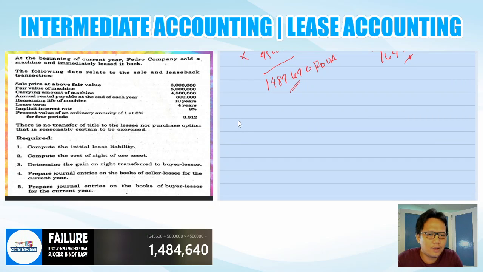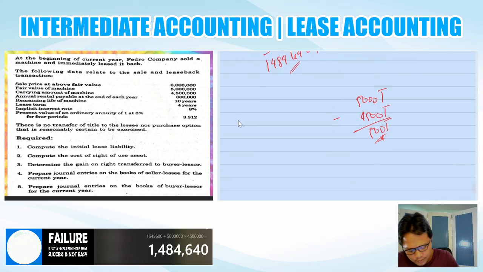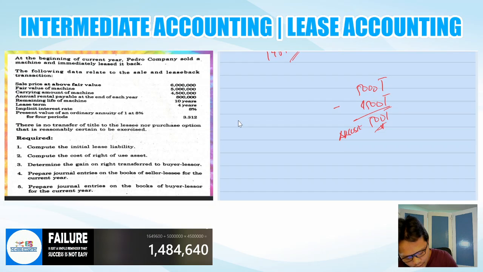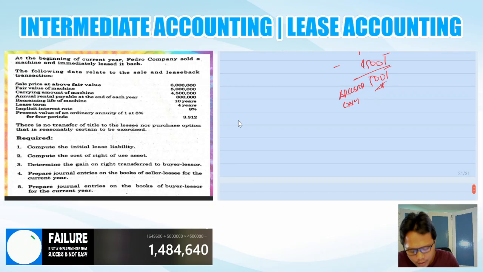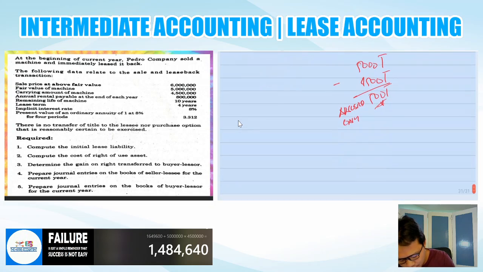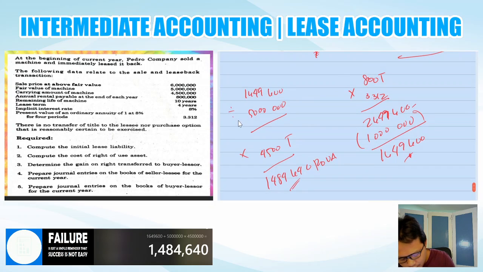Number 1, let's get for the total gain muna. But again, adjusted. So what we mean by adjusted? We will use the fair value instead of the sales price. So that is 5 million fair market value less the carrying amount of 4,500,000. So the adjusted gain is only 500,000. Okay? It's only 500,000. This is your adjusted gain.